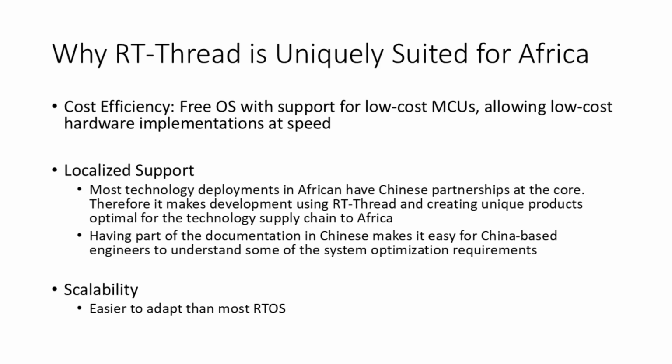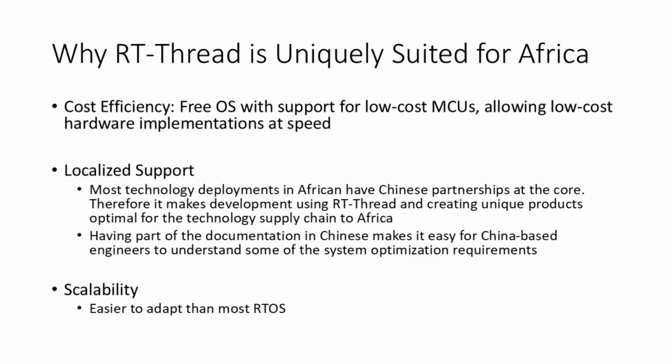The second thing is localized support. Most of Africa and China already have big partnerships that run into years, and most of the supplies in Africa come from China, especially in the technology area. So there are already channels for development, for meeting the specific needs of most businesses and people in Africa.